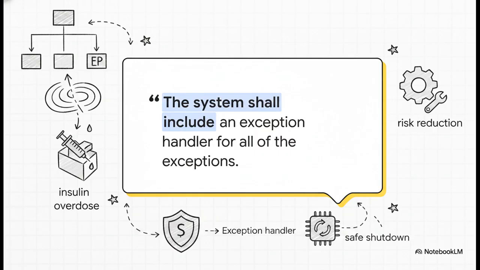To recap Stage 4, we take the root causes identified in our fault tree and we write strict, executable software requirements using avoidance, detection, or damage limitation to ensure the hazard is neutralized.